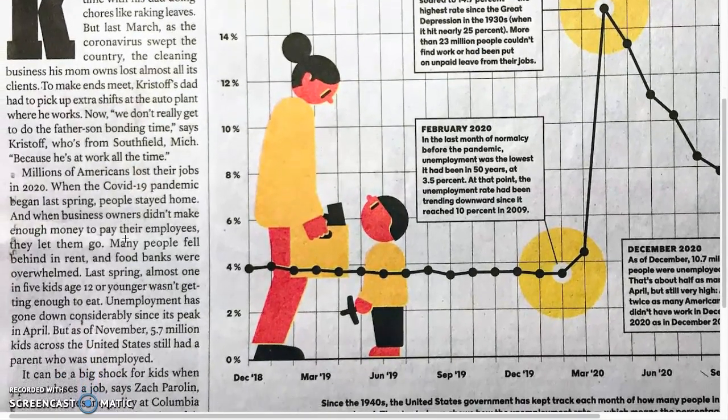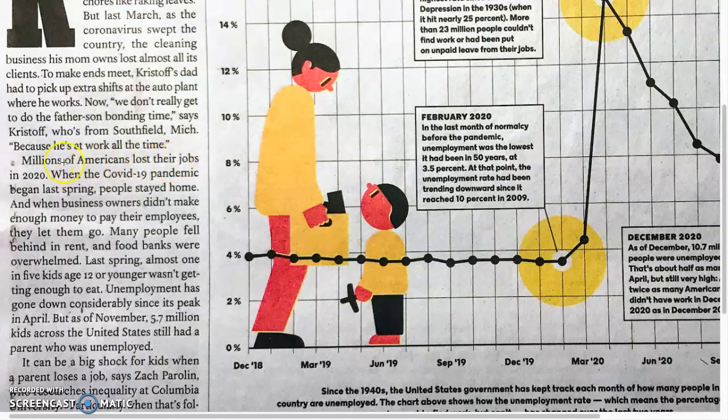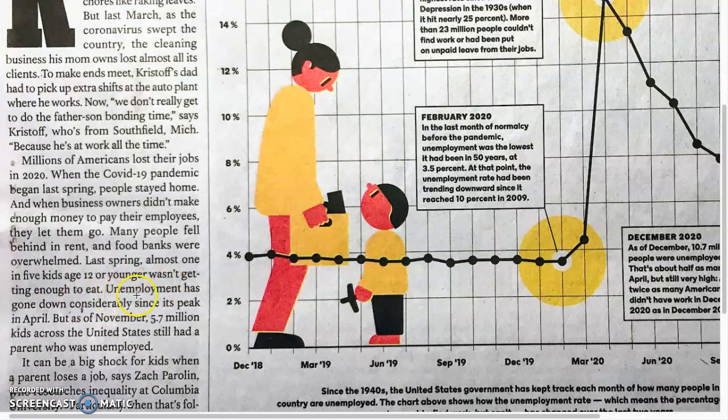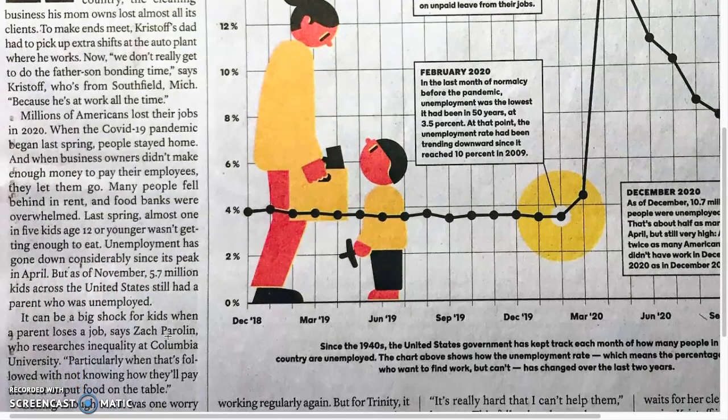Okay, let's keep going here. Millions of Americans lost their jobs in 2020. When the COVID-19 pandemic began last spring, people stayed home. And when business owners didn't make enough money to pay their employees, they let them go. Many people fell behind in rent, and food banks were overwhelmed. Last spring, almost 1 in 5 kids aged 12 or younger wasn't getting enough to eat. Unemployment has gone down considerably since its peak in April. But, as of November, 5.7 million kids across the United States still had a parent who was unemployed.